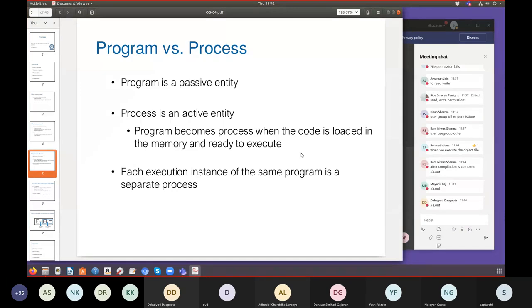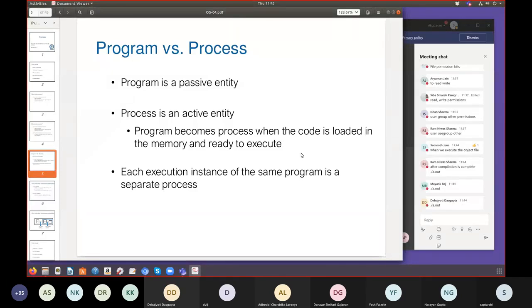Also understand that each execution instance of the same program is a separate process. Suppose you have this one program hello.c. You run it once, then it became one process. Suppose execution is over, you again run it. It will be a separate process. So the program remains the same, it's still hello.c. But every time you are running the program, a separate process is being created.